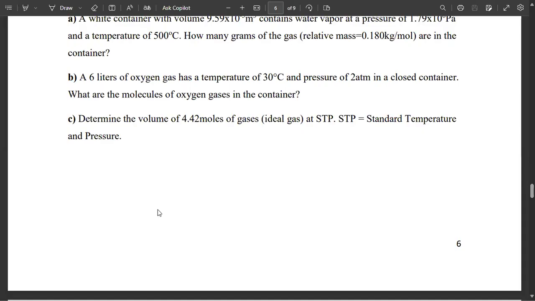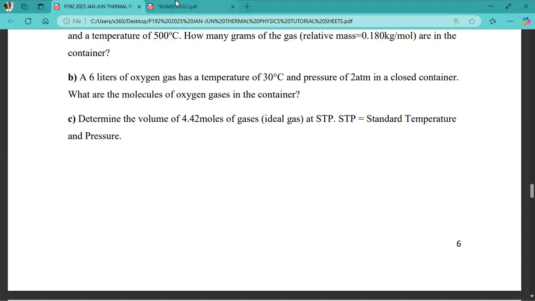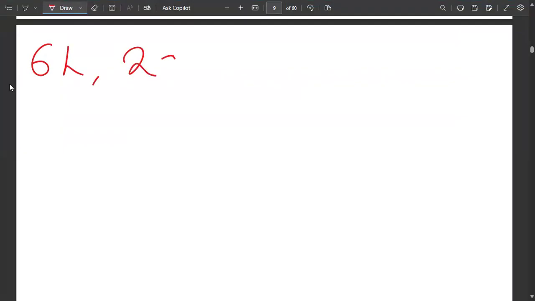Okay, so question B is saying 6 liters of oxygen gas has a temperature of 30 degrees Celsius and pressure of 2 atm in a closed container. What is the number of molecules of oxygen gas in the container? So we have been given simple and straightforward data. This gas is 6 liters, 2 atm is the pressure, and the temperature is 30 degrees Celsius.